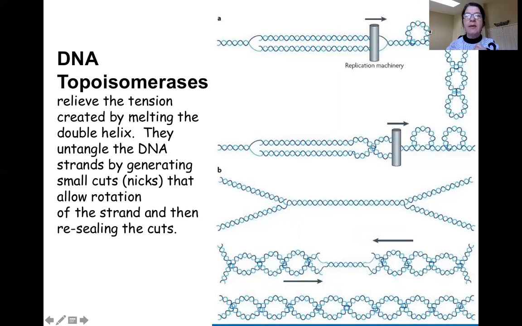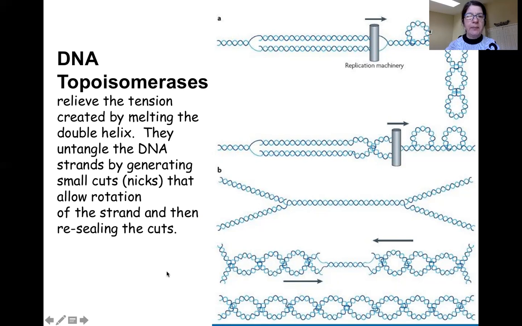So these tangles are not good. This is tension, this is supercoiling, this is tangling. So it gets all messed up, right? So it needs to be untangled. And it's untangled simply by these enzymes, which are going to create a little cut, to get rid of the knots and the tangles, and then re-glue the strands again.